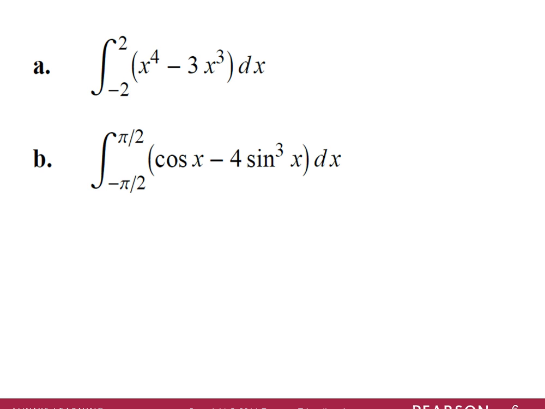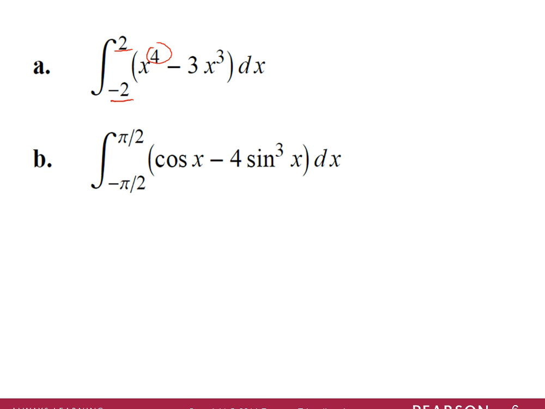If we have the function x to the fourth minus 3x cubed dx, and we want to integrate from negative 2 to 2, first off, we have to identify whether we can even use these symmetries, and we can because we have symmetry in the bounds. We go from negative 2 to 2. And so we ask ourselves, what type of function is this? Is this an even function or an odd function? Well, looking at it, this is a polynomial. The highest degree is 4, so that makes us think that it's an even function.